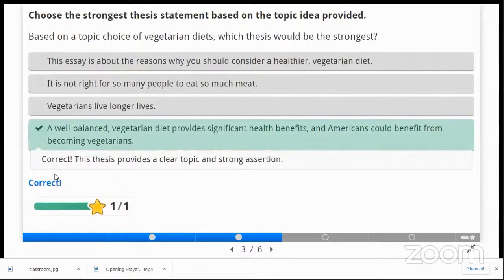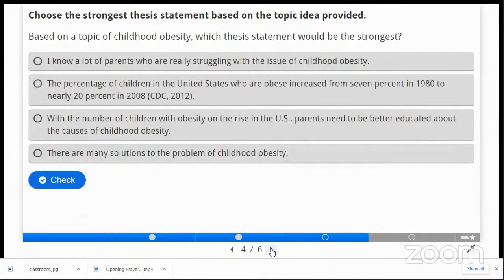What is the stand? May I know, Marivic, where's the stand here? The position of the writer. Agree, ma'am. A well-balanced vegetarian diet provides significant health benefits, right? Yes, she agrees, ma'am. Affirmative. And where are the two claims? A vegetarian diet gives us health benefits. That's one. And the other one: Americans could also benefit from becoming vegetarians. Correct. All right. How about James?